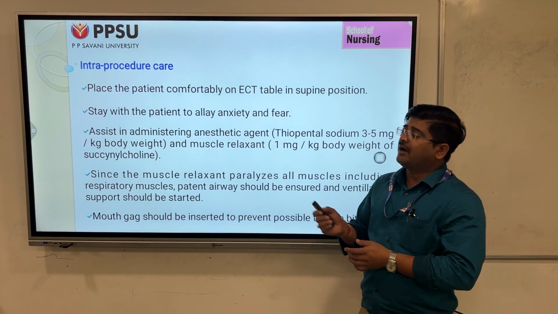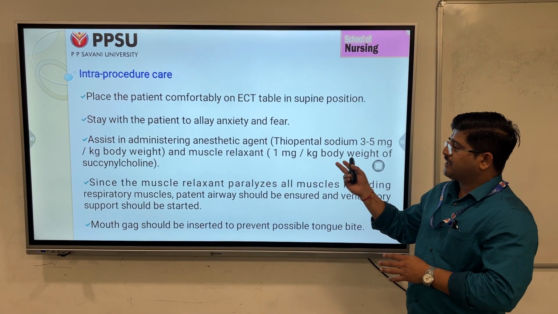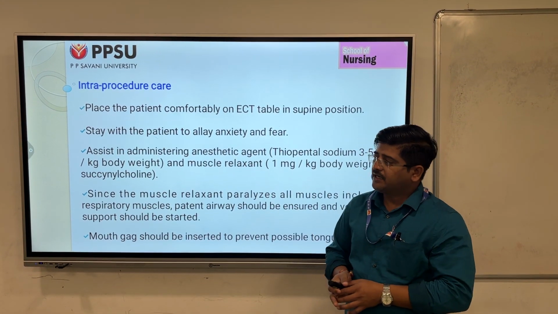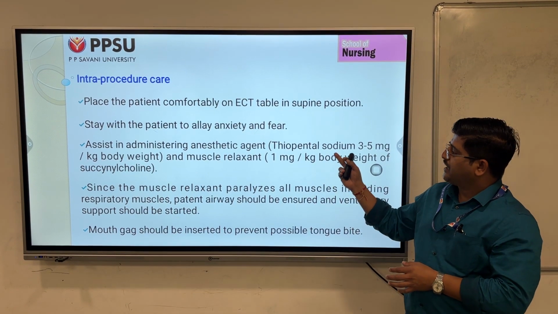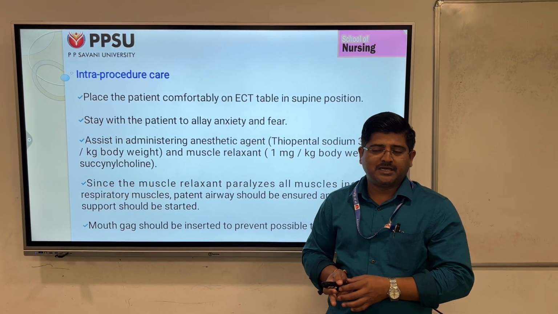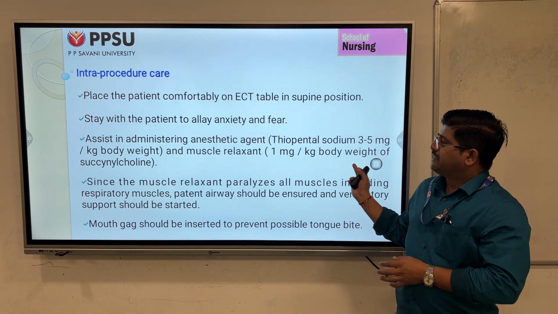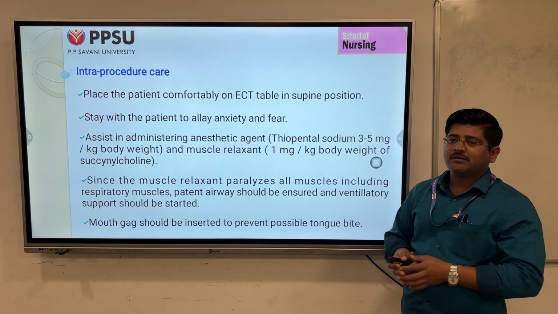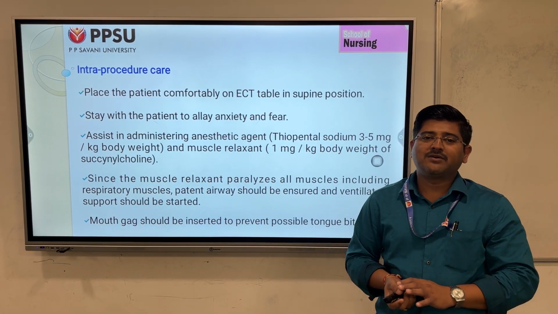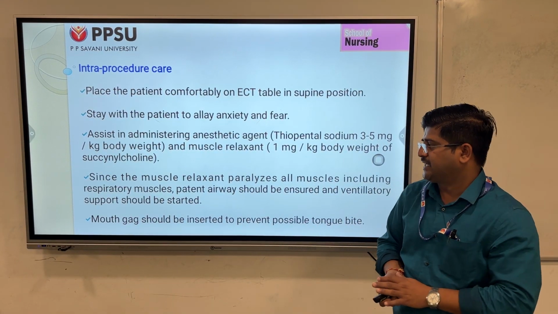And next we need to administer the medications which are important. One is the anesthetic agent, another is the muscle relaxant. The anesthetic agent we commonly administer is thiopental sodium, 3 to 5 mg per kg body weight. And the muscle relaxant is succinylcholine, which we administer at 1 mg per kg body weight. So these are the two medications which we administer during ECT.